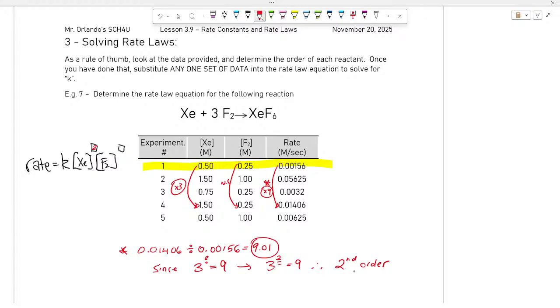Does that make sense? Because if doubling is 4 times as big and tripling is 9 times as big and 10 times in the concentration makes it go 100 times faster, that's second order. That means we're squaring that effect. All right, what's the other one we need to check up on?